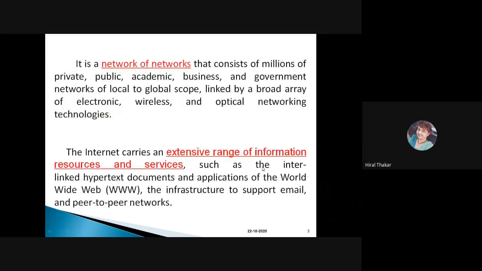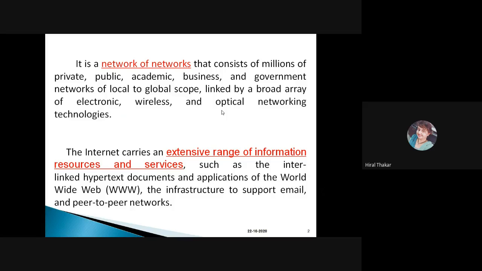It is a network of networks. It means it is a global network, a big network which can have small networks within it. For example, as I have told you, our computer lab of our college is itself a network. And if I am connecting the lab to the internet, then it will be part of a big network. So it is a network of networks. Not only our lab, but there will be so many labs, and so many computers connected with it.